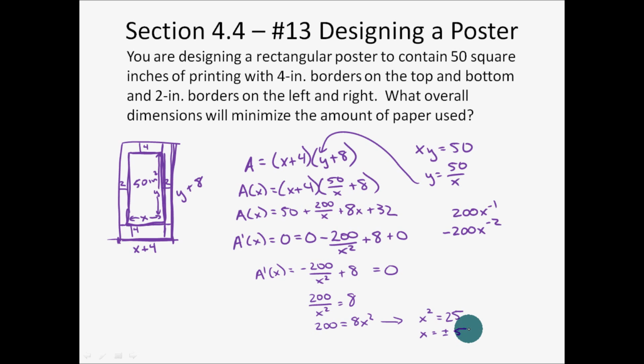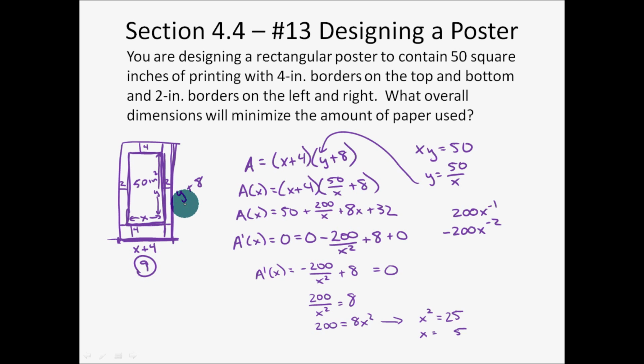Then I'm going to take the square root of both sides, so I get x equals plus or minus 5. However, negative 5 doesn't really make sense because x is the base of this poster, and we can't have a base of a poster of negative 5 inches. So I'm going to ignore the minus. Alright, so x equals 5. So x equals 5 means that the base is going to be 9.